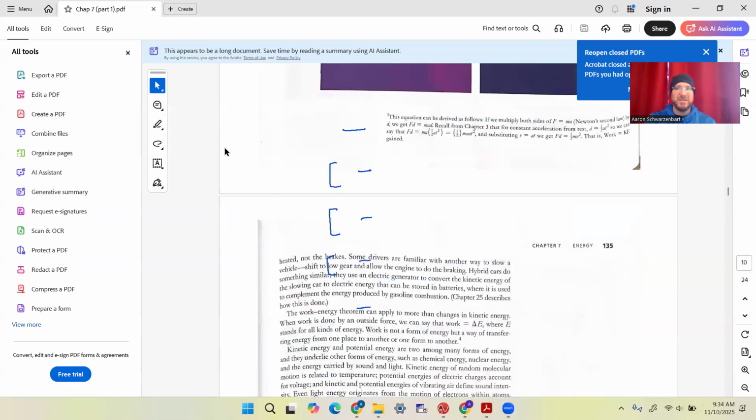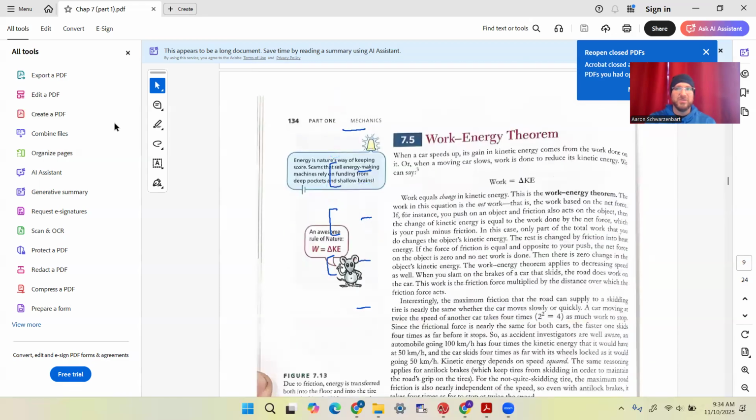Back to the work kinetic energy theorem. I've been saying that work equals change in energy. Well, that's called the work energy theorem. Sometimes it's called the work kinetic energy theorem because work equals change in kinetic energy. But work can also equal a change in potential energy. When we think of work, we always think of work done on an object, not work done by an object.